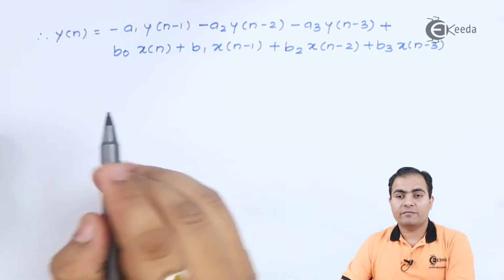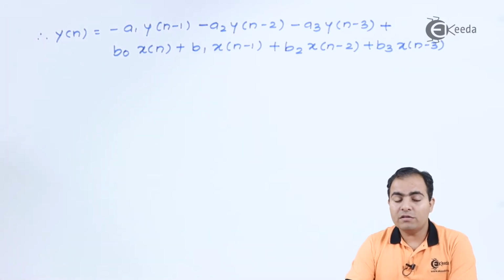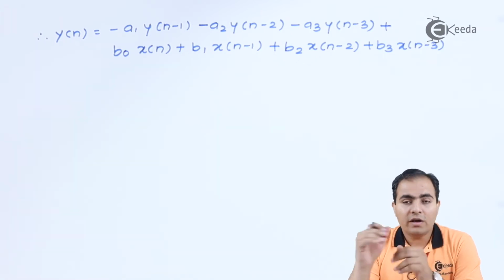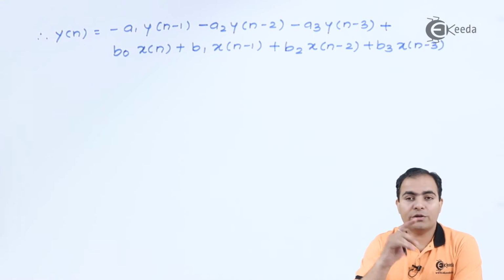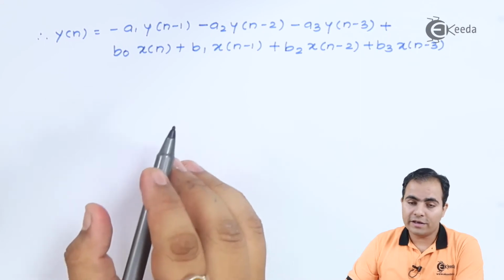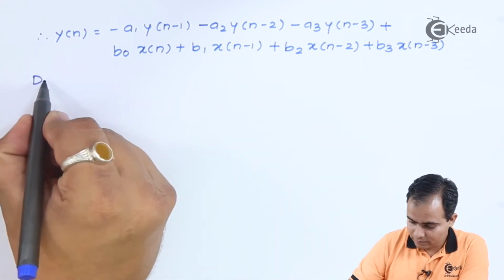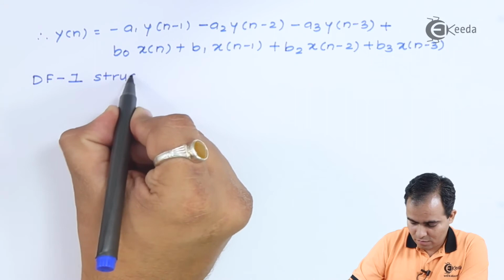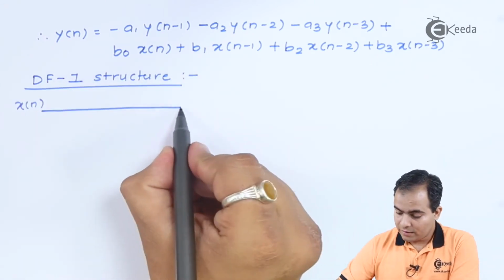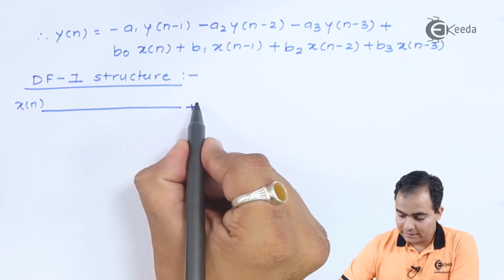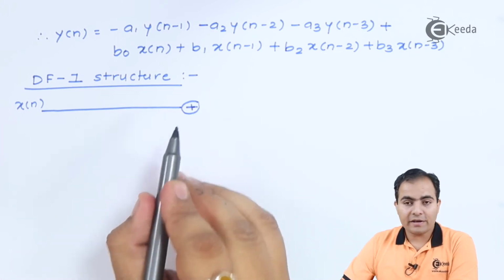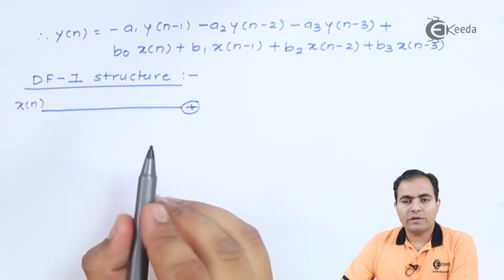Now remember one thing, in direct form 1 we will always plot first of all the x of n part, that is the input part, and then we'll go for the output part, and by adding the whole result you will get y of n. Now I'll show you how to plot the direct form 1 structure. Now here we have x of n. Now what I'm going to do, I'm going to add these signals. This is the sign of an adder where we can add at least 2 inputs.